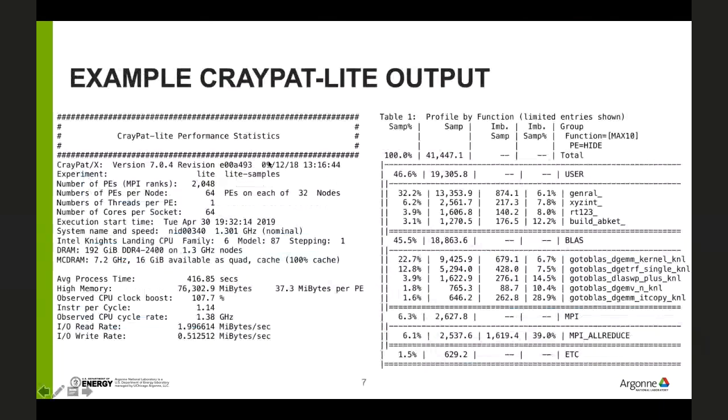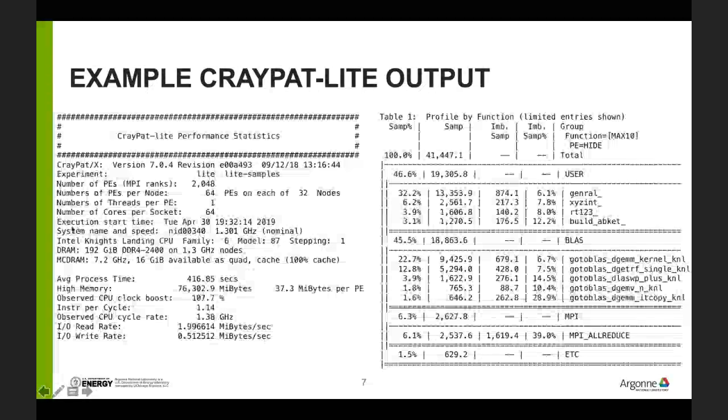This is an example of the CrayPat-Lite output. As you see, you can see the CrayPat version you used, the number of MPI ranks, the number of MPI ranks per node, the number of threads per MPI rank, and also the cores per socket. On Theta, we have a 64-core KNL socket, so you always see 64 cores per socket here. And you can also see the execution start time, the system name, the node architecture, the DRAM, MCDRAM, the memory high watermark, the I/O rate, etc.